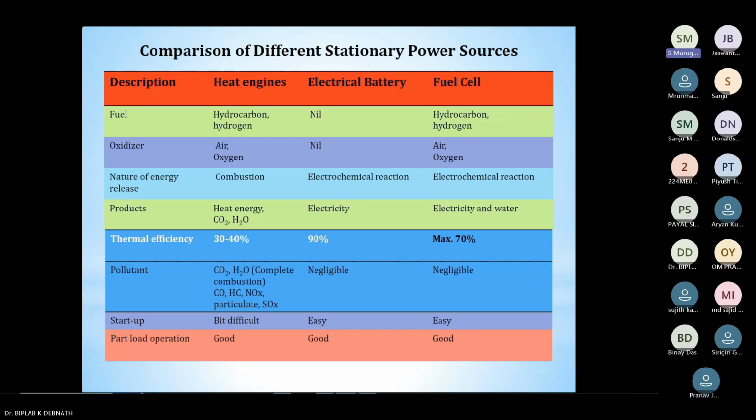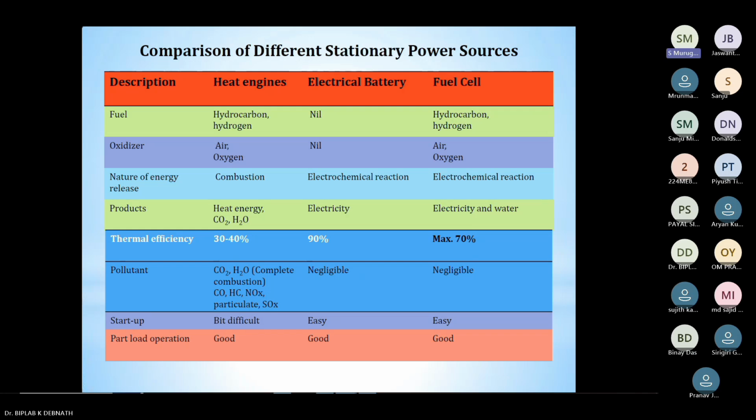Then startup. As you know, internal combustion engines are a bit difficult to start. You have to crank the engine. But in an electrical battery, you can simply tap the electrical energy, so you can easily start. In a fuel cell also, you can easily start, because there is no crank mechanism to start the engine. There is no piston cylinder arrangement as in a reciprocating engine like a petrol or diesel engine. Here, you simply supply fuel and air, and you get electrical energy. That is one of the best advantages of a fuel cell.